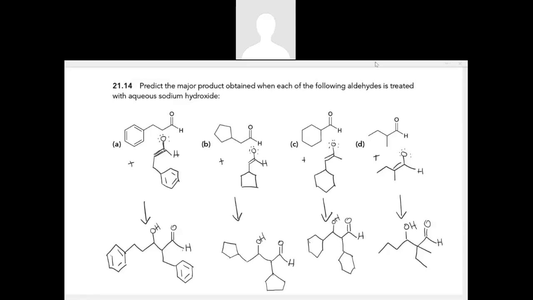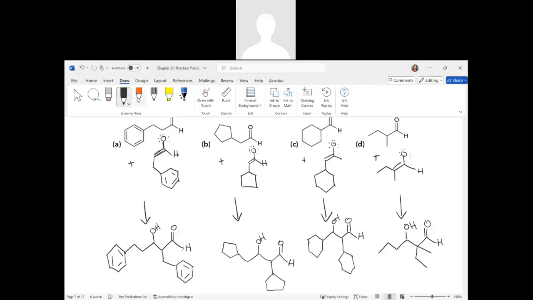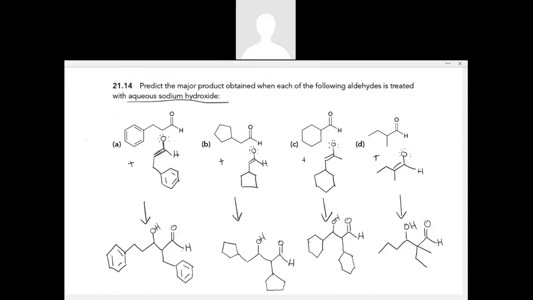For problem 14 in chapter 21, we're asked to predict the major product obtained when each of these aldehydes are treated with sodium hydroxide. So we see that we're going to treat here with a strong base. What happens initially is that we see here two molecules that are very similar. One of these down here below is the deprotonated, or rather the enolate form, we should say, of this aldehyde, this starting material here.